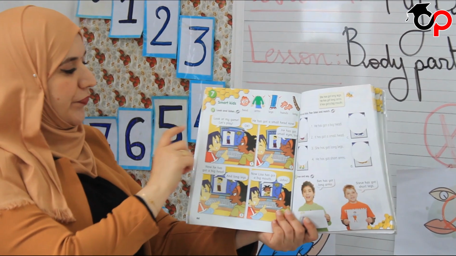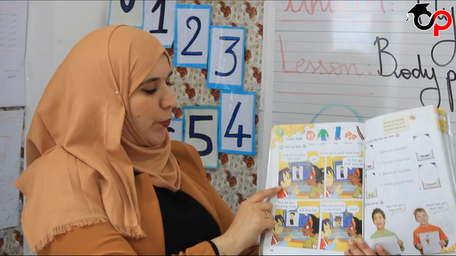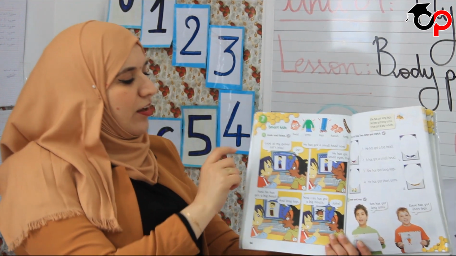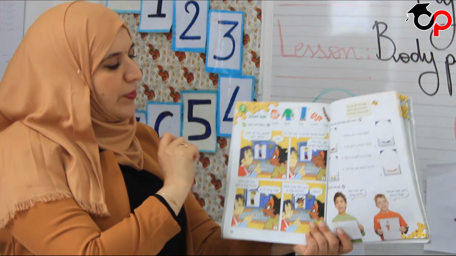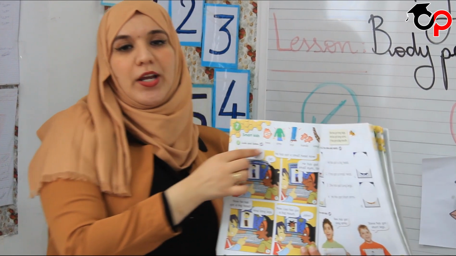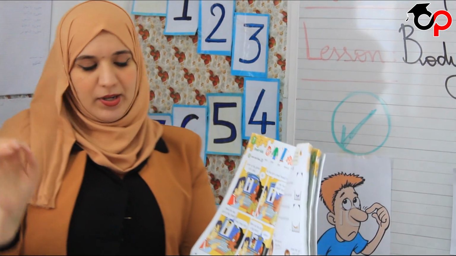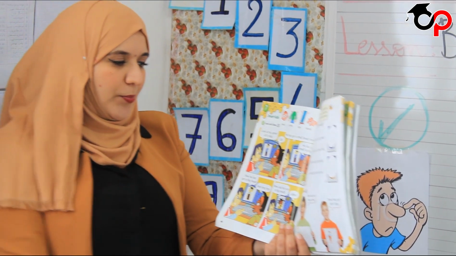Picture number one. Look at my game. Let's play. So, John said, look at my game. Let's play. Lisa said, okay. So, in this dialogue, John and Lisa are playing a game. Let's see which game they are playing.